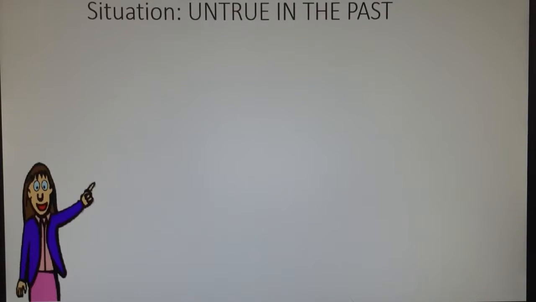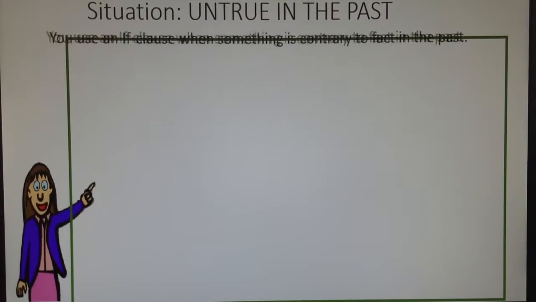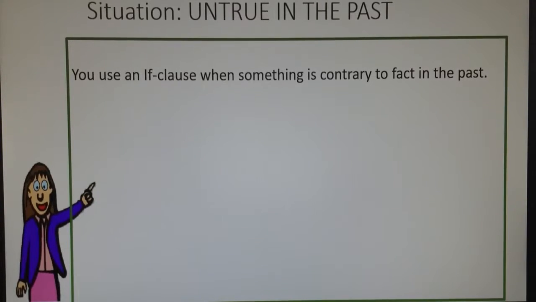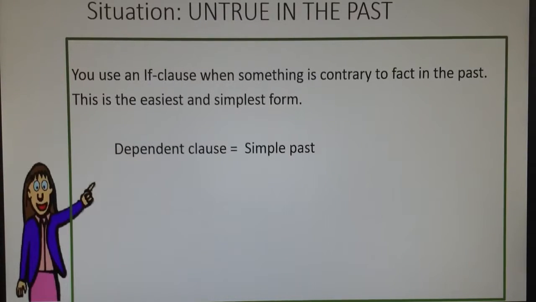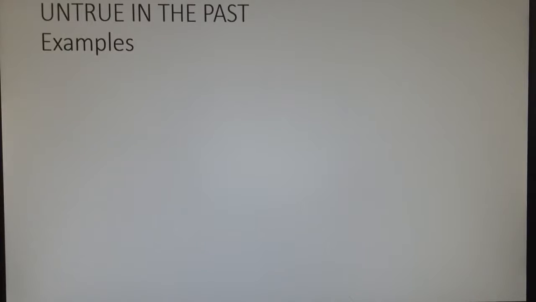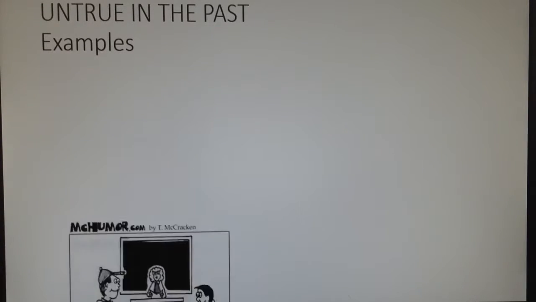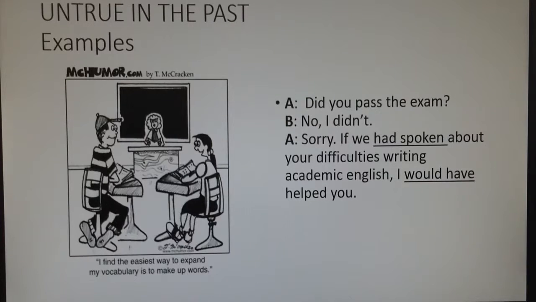Another situation is something untrue in the past. You can use an if clause when something is contrary to the fact in the past. You use the dependent clause using the simple past perfect and the result clause using would have plus the past participle of the verb. Untrue in the past. Now, some examples. Did you pass the exam? No, I didn't. Sorry, if we had spoken about your difficulties writing academic English, I would have helped you.